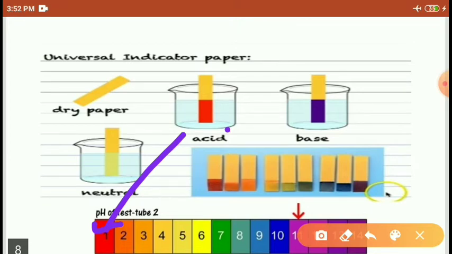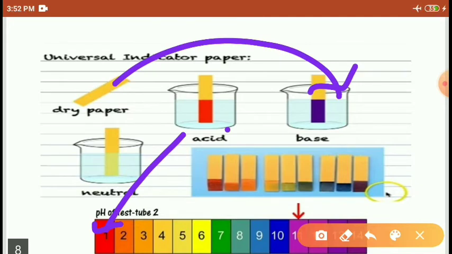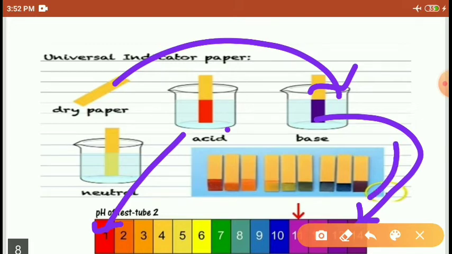Again, the pH paper dipped into the base turns violet, and you match it here, it becomes 14. Right, students? No, sorry, I think it is 13, right? 13 or 14. If you dip the pH paper into water, it is a slightly green color, which means it is neutral. Match here, it is neutral. So the explanations above we have discussed through this diagram. Understood, students?